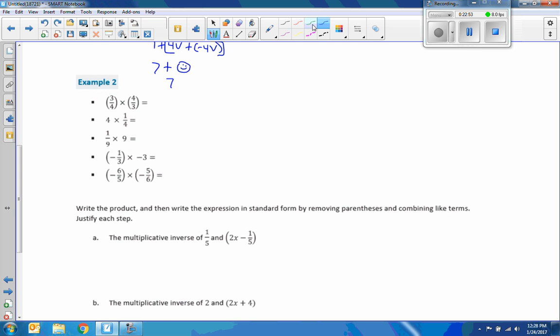Okay, example 2. 3/4 times 4/3. Okay, these are inverses. When we multiply, an inverse is its reciprocal. So at the beginning of the lesson, I wrote A over B times B over A equals 1. I don't know if I wrote that it equals 1, but it does.